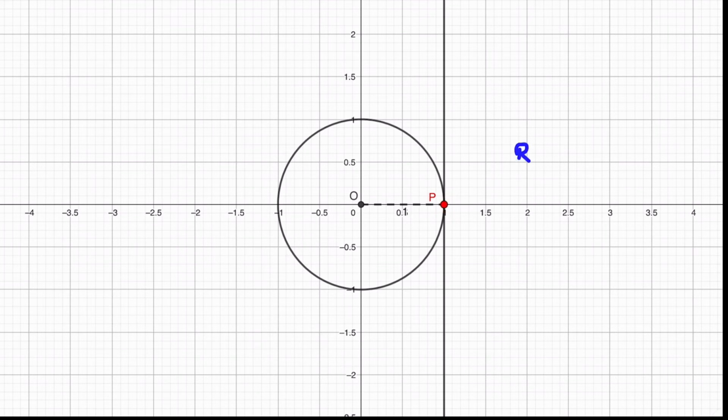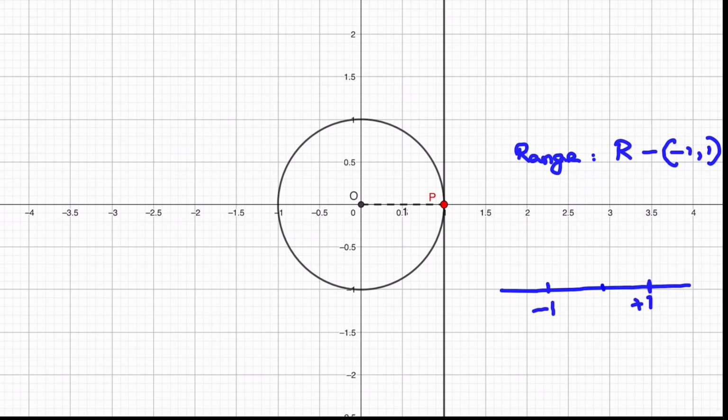Therefore, the range of cosecant theta function is R minus open interval minus 1 to 1. We know that sin theta function takes all real values between negative 1 and positive 1, and cosecant theta is the reciprocal of this. Therefore, it takes values from 1 to infinity and minus infinity to minus 1. Therefore, the range is R minus negative 1 to 1 open interval.